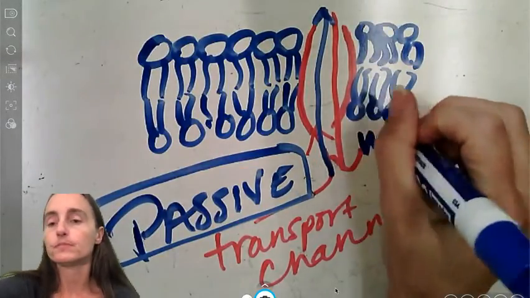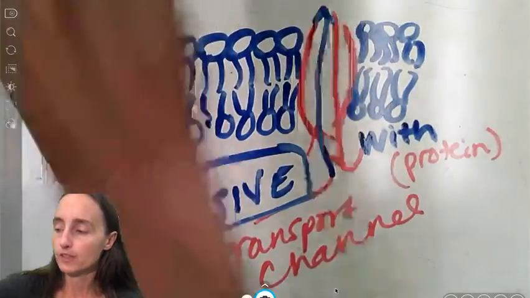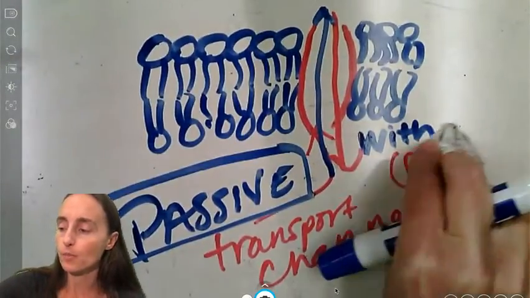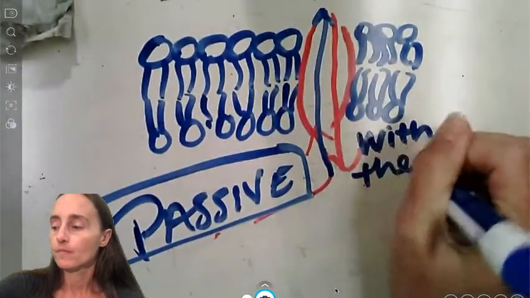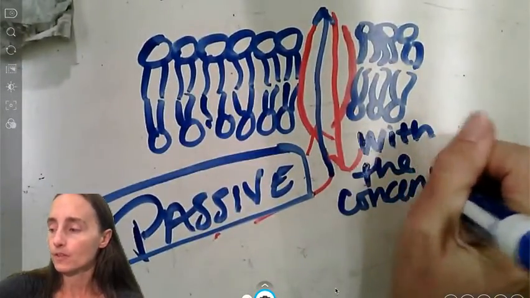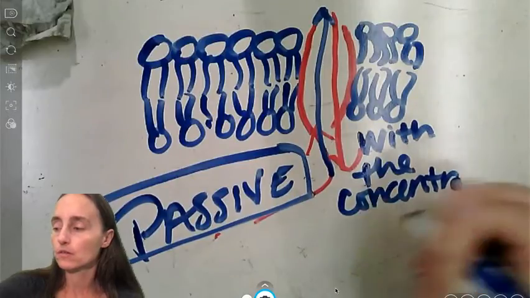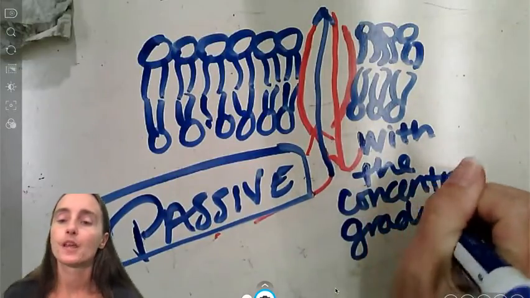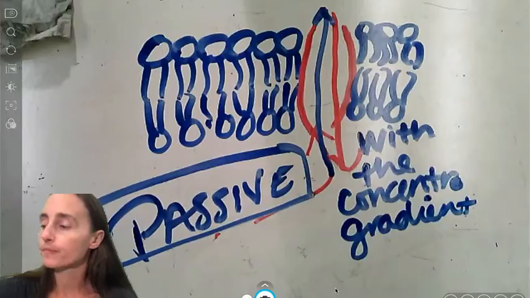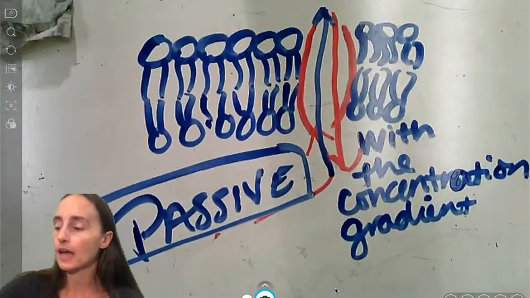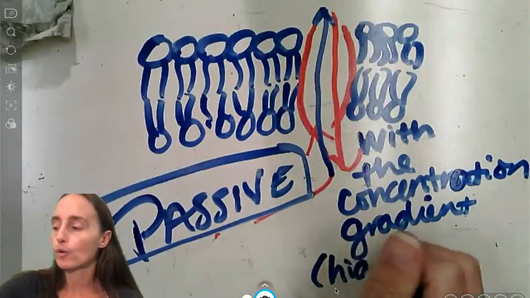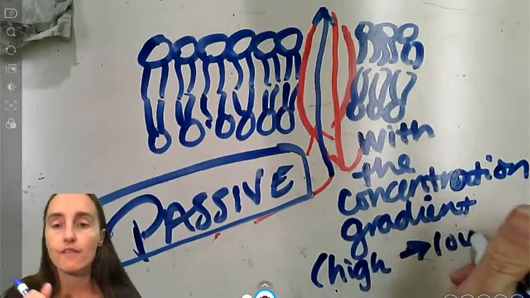Okay. In fact, I'm going to erase that and write it because that's an important term. You should write it too. This is concentration with a period at the end. I abbreviated it. With the concentration gradient, okay? Meaning from high to low concentration. Lots of stuff to little stuff.